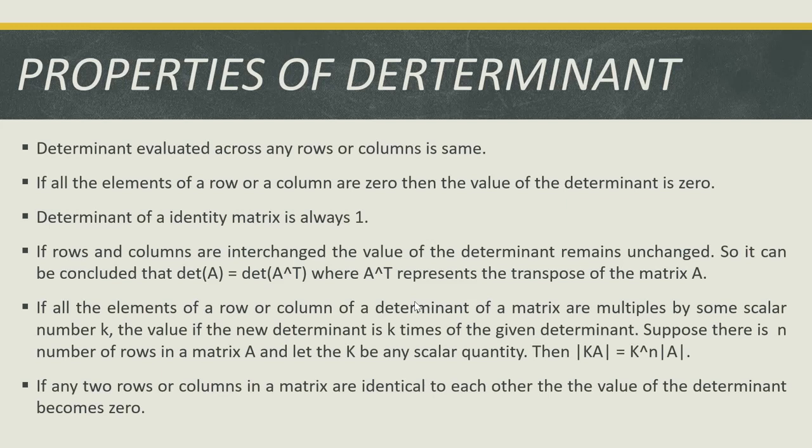The fourth property is that if the rows and columns are interchanged, the value of the determinant remains unchanged. So in simple words, we can say that the determinant of a transpose of a given matrix would be equal to the determinant of the matrix given originally. Fifth property is that if all the elements of a row or a column of a determinant of a matrix are multiplied with some scalar number, say k, then the value of the new determinant would be k times the given determinant.